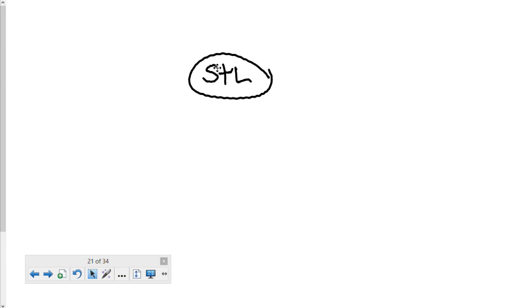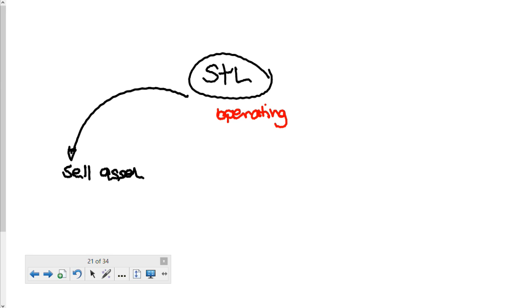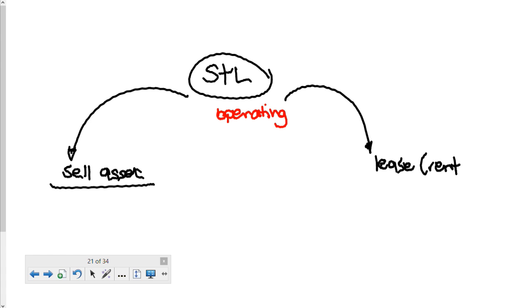Okay, let's talk about sale and leasebacks, which are operating sale and leasebacks. Okay, so operating sale and leasebacks, we are selling an asset. I am selling an asset and renting it back for a short time. So operating sale and leasebacks: sell asset. That's the first thing. And then lease the asset. And I'm going to put in brackets rental.